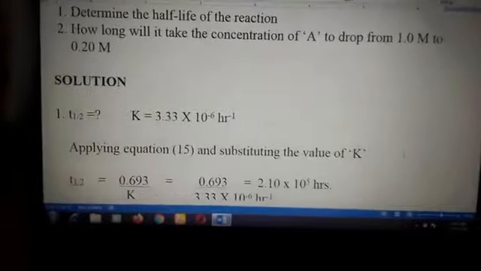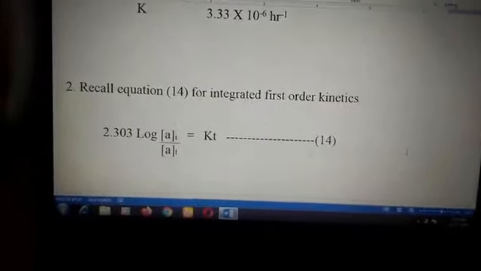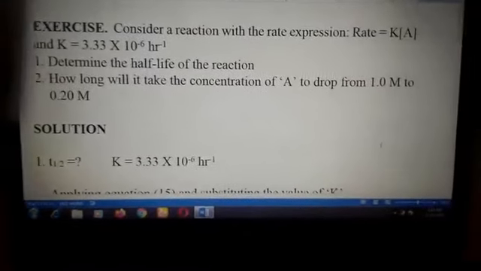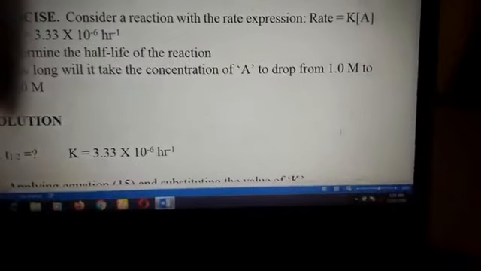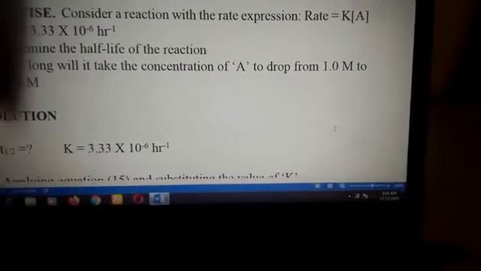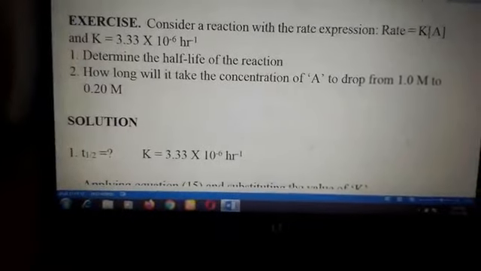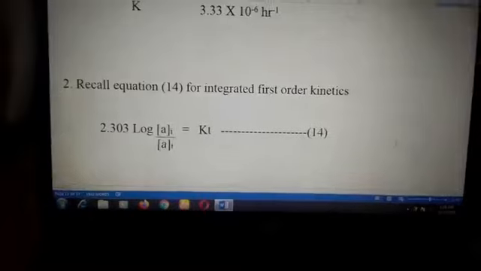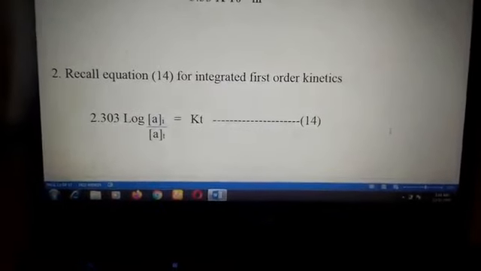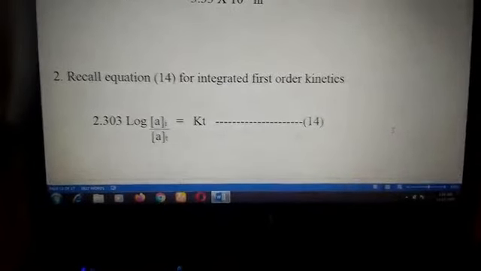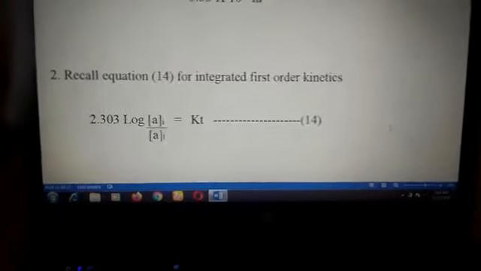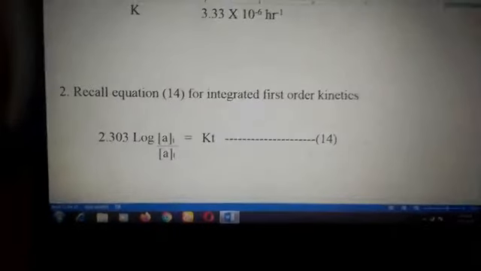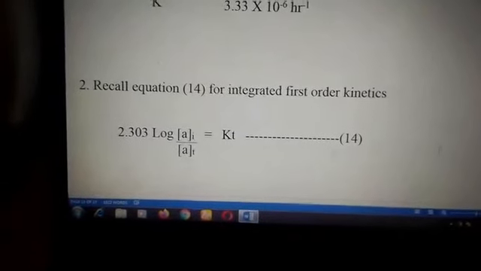We now go to number 2. Number two asks how long, that is, time. How long will it take the concentration of A to drop from the original value 1.0 M to a new value 0.20 M? So how do we solve question 2? Since it's a first order reaction, we'll bring back equation 14, which is the modified integrated first order kinetics equation we used previously.